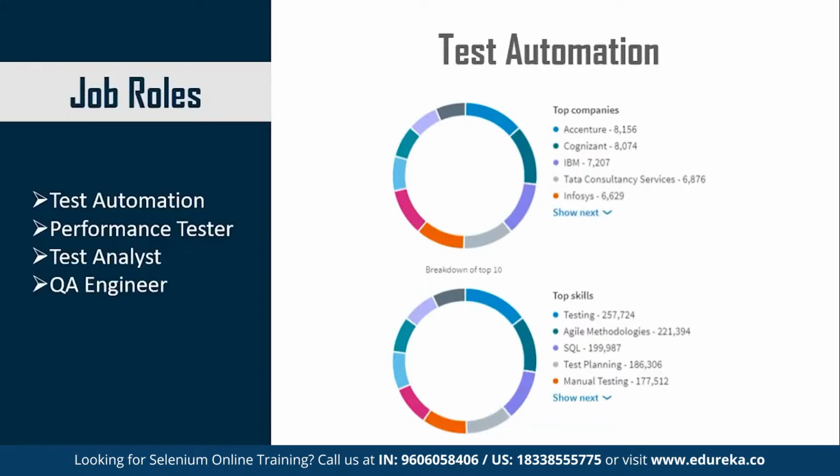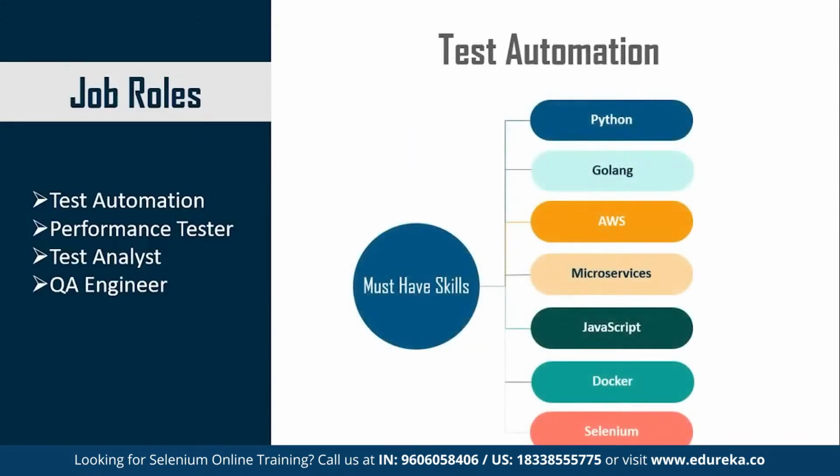Now, the top skills that are required to become a test automation engineer include the knowledge of testing, agile methodologies, SQL, test planning, and also you need to be well acquainted with manual testing. Apart from these, you need to be well acquainted with programming languages like Python, Golang, and JavaScript. You also need to be well versed with AWS, microservices, Docker, and Selenium. These skills will basically help you move to a higher position as a test automation engineer and also add up to your appraisal.